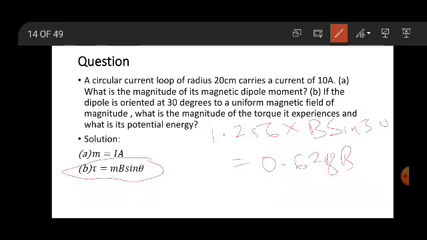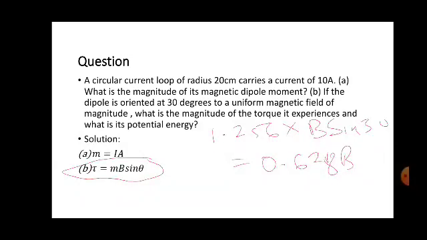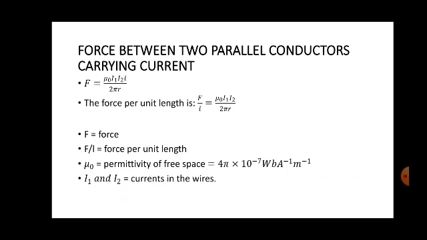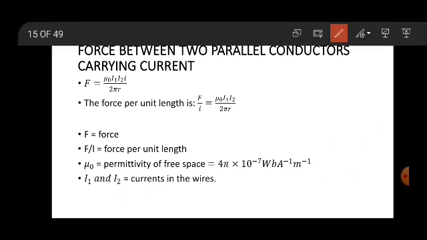Okay, so this is how it works. Now that leads us to the force between two parallel conductors carrying current. Now remember that a conductor carrying current generates a magnetic field. Okay. Now if I have another conductor placed by its side carrying current, it also generates a magnetic field.